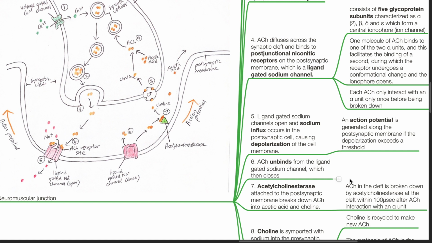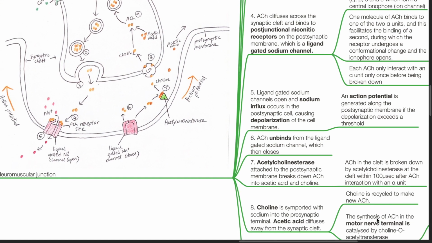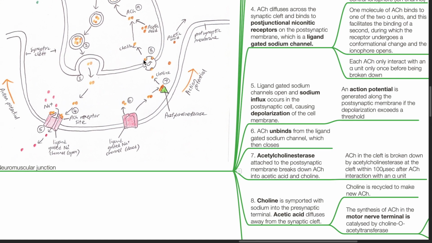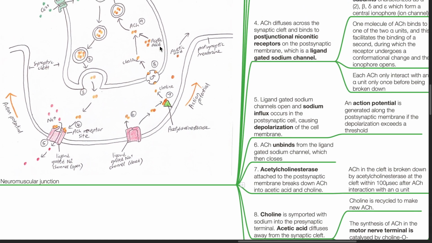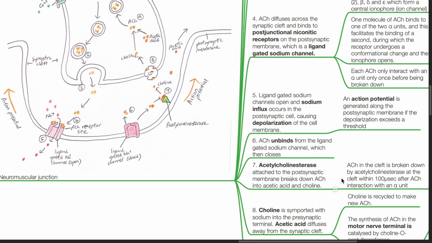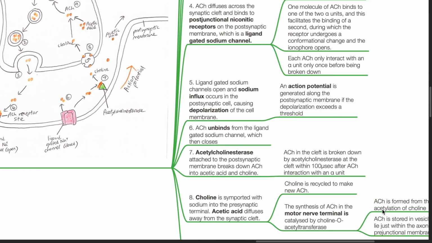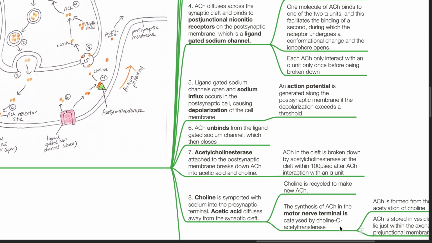Acetylcholine in the cleft is broken down by acetylcholinesterase within 100 microseconds after acetylcholine interaction with an alpha unit. Choline is symported with sodium into the presynaptic terminal. Acetic acid diffuses away from the synaptic cleft. Choline is recycled to make new acetylcholine, and the synthesis of acetylcholine in the motor nerve terminal is catalyzed by choline O-acetyltransferase.